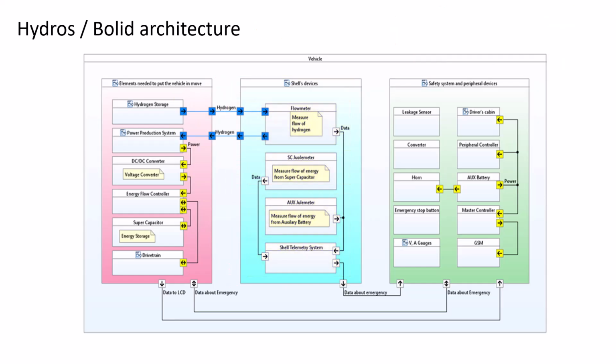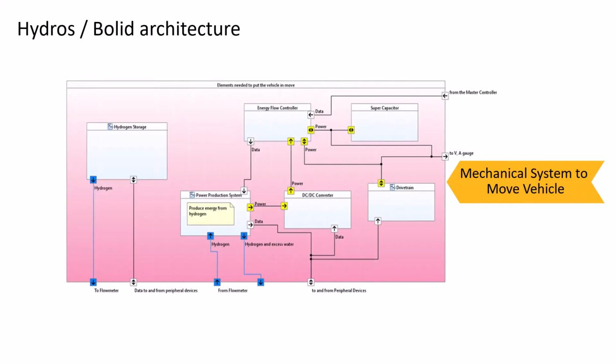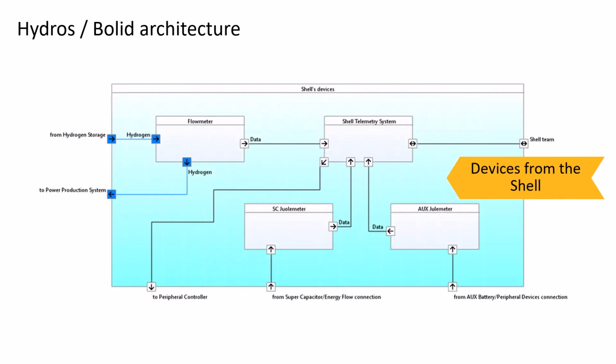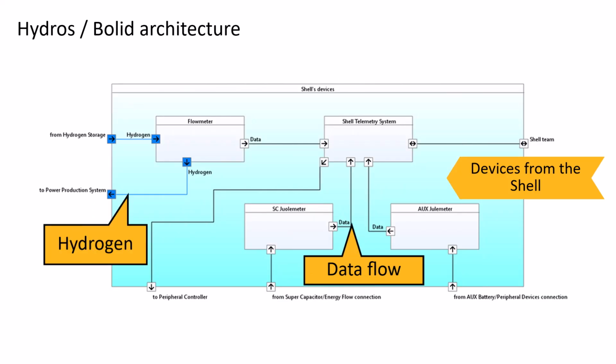The first subsystem is about putting the vehicle in motion. So here we have all the parts needed to do that. For example, the hydrogen storage, which is also divided into the fuel cell and things needed to use it. Also, we have the DC-DC converter and the energy storage, which is a supercapacitor. The diagram shows the flow of the data and of the power. The second part is the diagram with devices from the organizers. This is mostly the data flow, but it also measures the hydrogen.